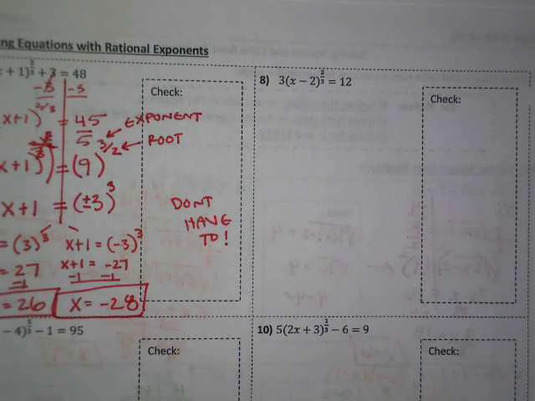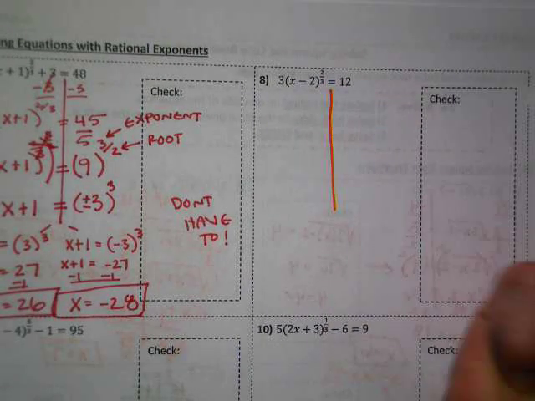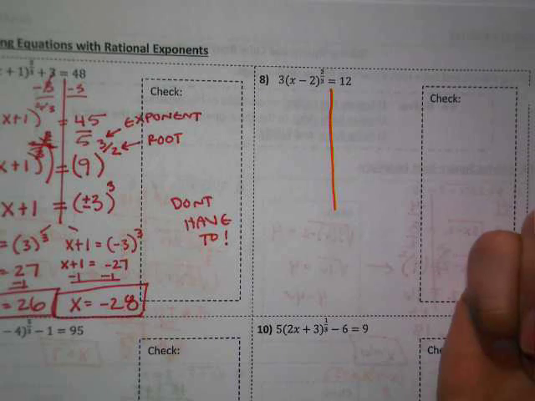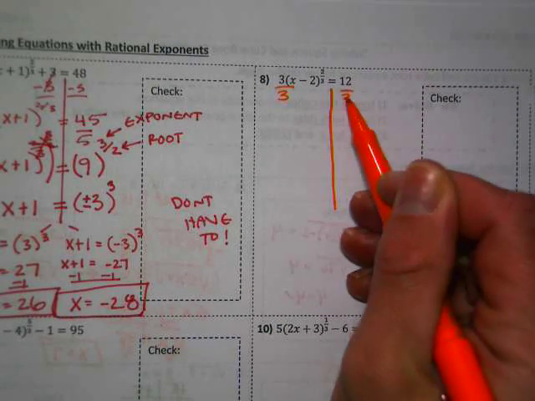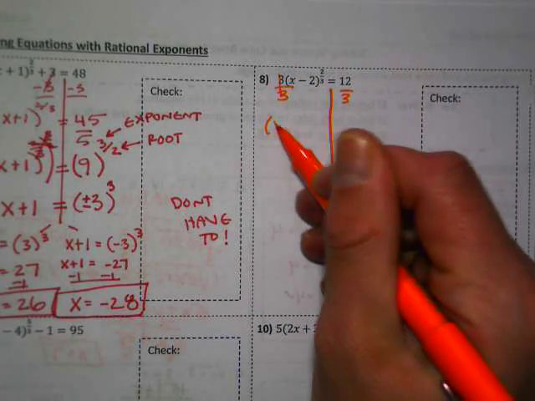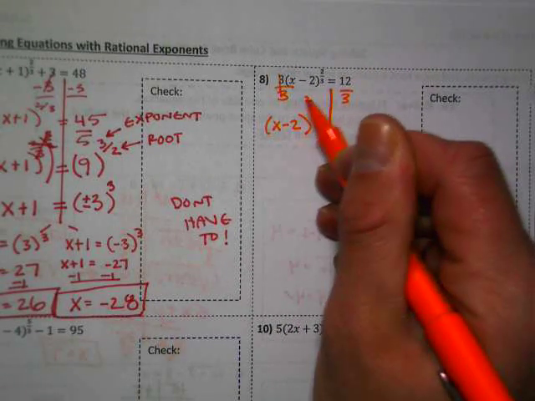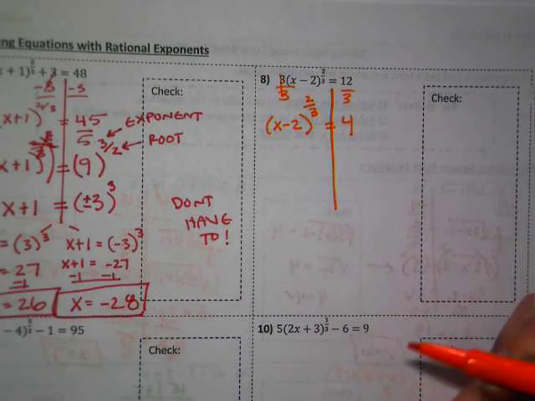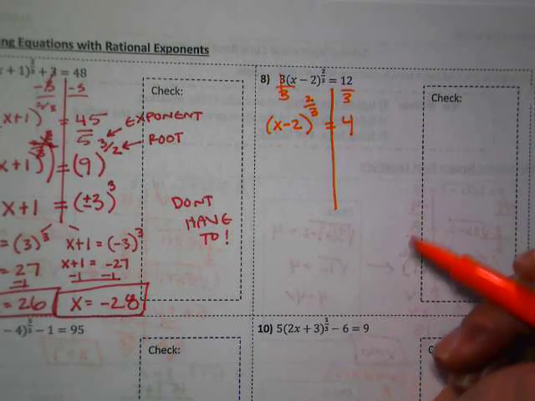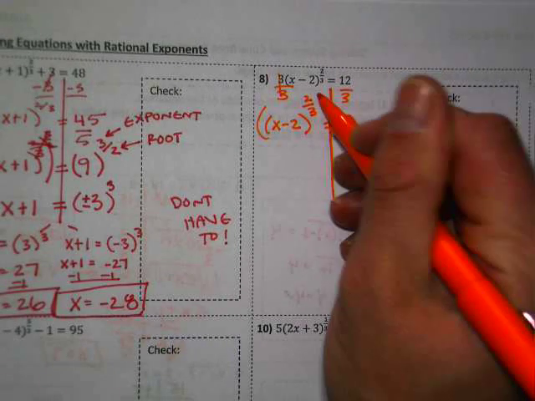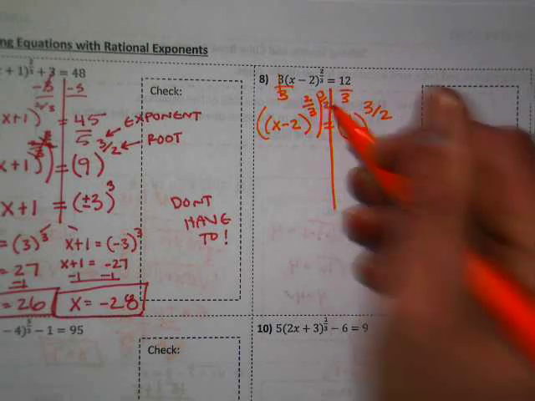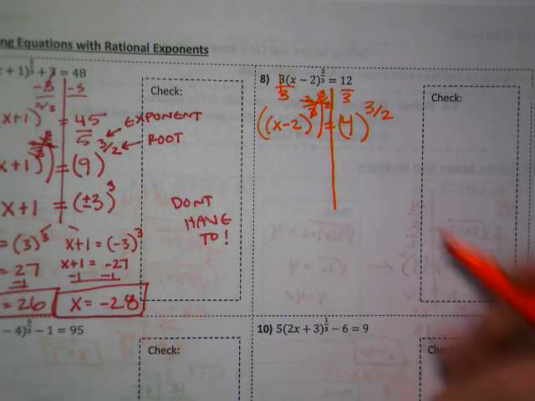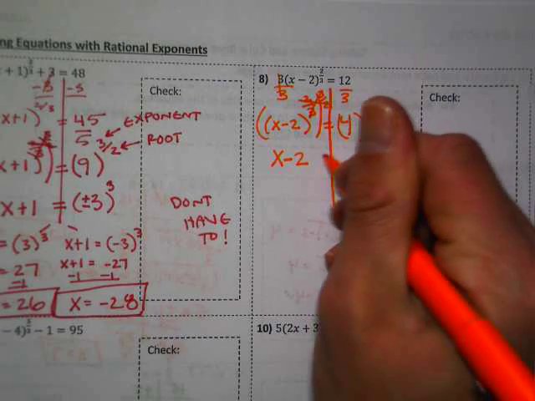All right, go to number 8. What's my first step on number 8? Divide by 3. So I have x minus 2 raised to the 2/3 equals 4. And then you multiply by the reciprocal, which is what? 3/2. So that guy goes away. So x minus 2 equals 4 to the 3/2.